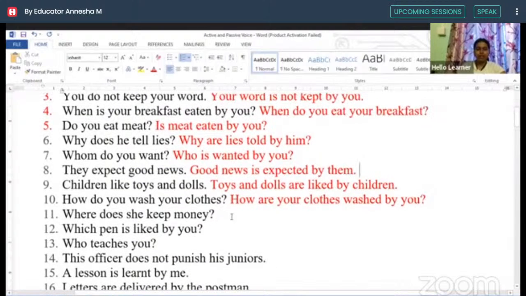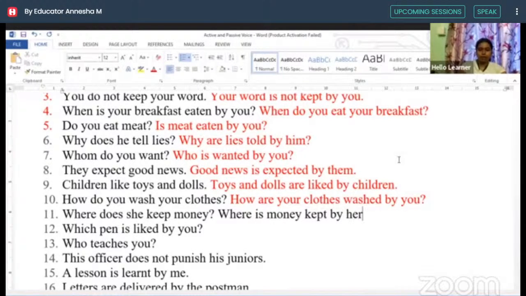Yes, Z. Tell me. Where does she keep money? It's simple, not very difficult. Yes. Where is money kept by her? Very good. Where is money kept by her? Absolutely correct. Very good. Yes. Okay. We will start from the beginning again.